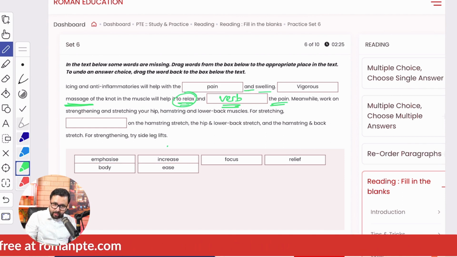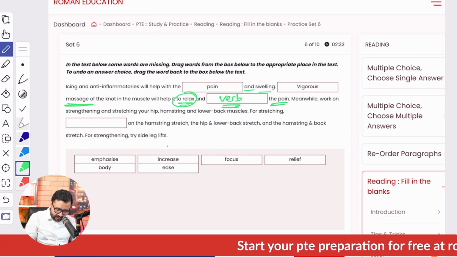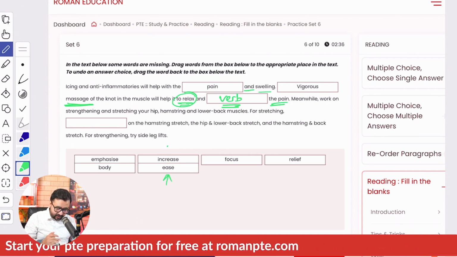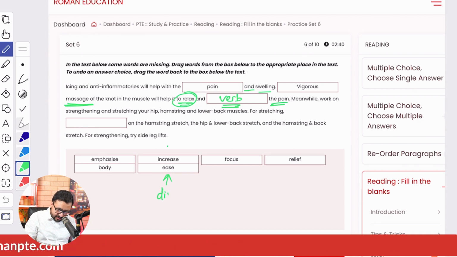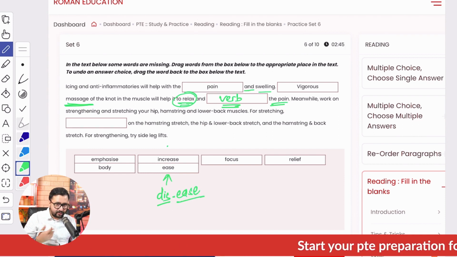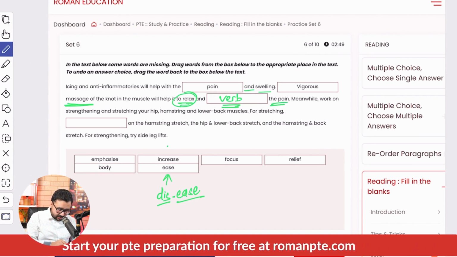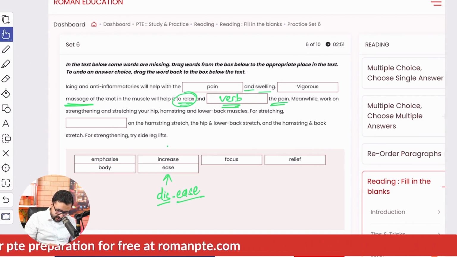So now you go to the options, look for the words which are verbs and pick the one that means reduce. And that word is ease, because to ease means to make something less severe, to make it easy. That's why when you are not at ease, we say you have dis-ease. That means you have disease, right? You are not at ease. So if you ease the pain, that means you take away the pain. So that is the answer for the next question.